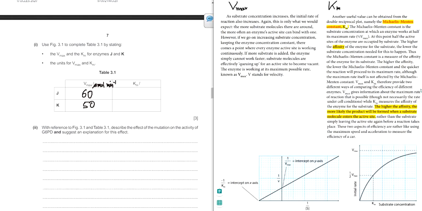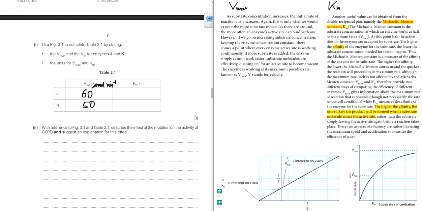Thus, the Michaelis-Menten constant is a measure of the affinity of the enzyme for its substrate. The higher the affinity, the lower the Michaelis-Menten constant, and the quicker the reaction will proceed to its maximum rate. Although the maximum rate itself is not affected by the Michaelis-Menten constant, Vmax and Km therefore provide two different ways of comparing the efficiency of different enzymes.